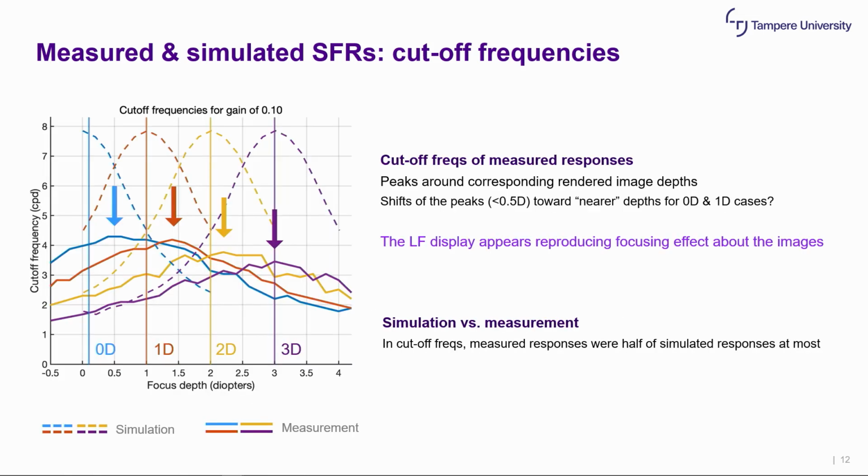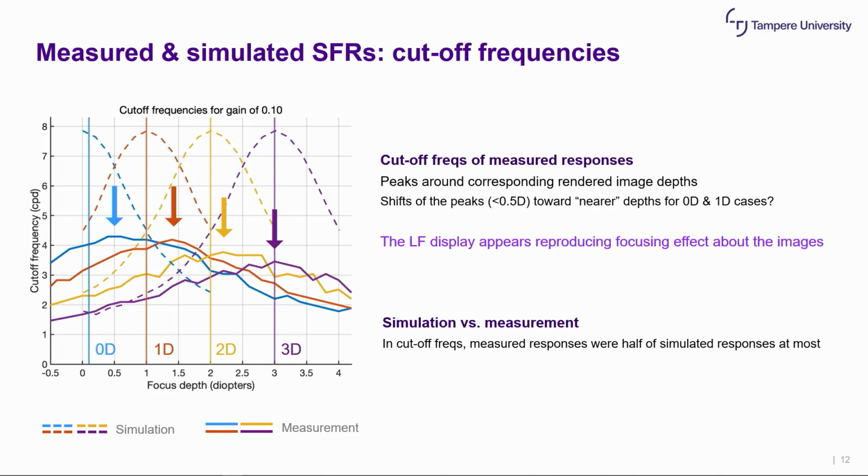Solid curves at the bottom are measured responses' cutoff frequencies, and we can see the peaks always around each image depth, well, somehow shifting toward nearer depth, closer to the viewer, because having higher diopters. Still, we conclude that the display seems to reproduce the focusing effect, at least to the camera, although we can see errors up to, for example, 0.5 diopters here. But anyway, we conclude that the display looks to be providing the focusing effect.